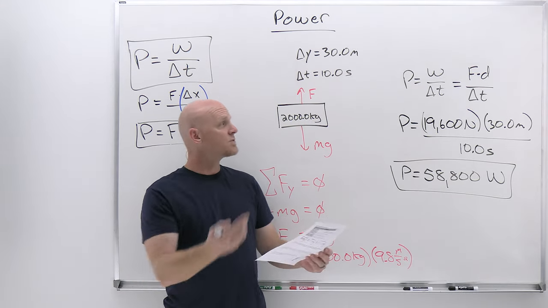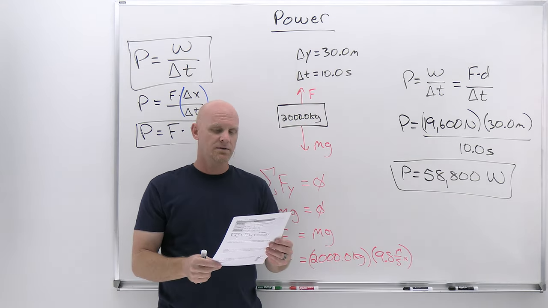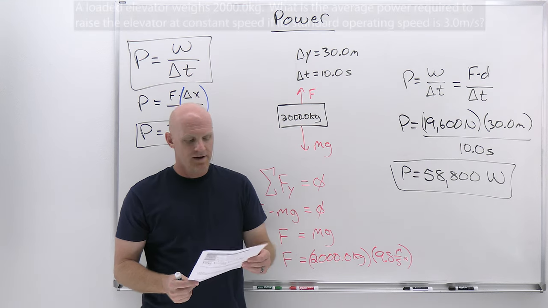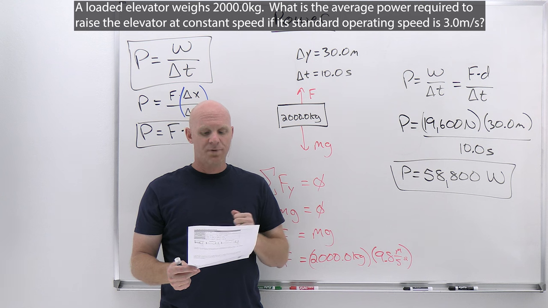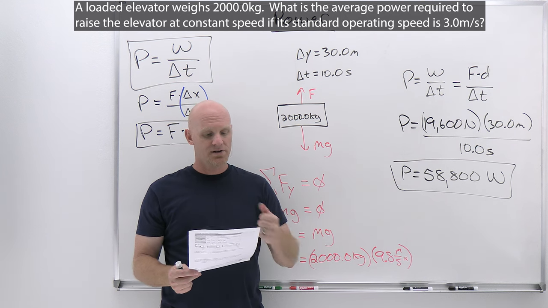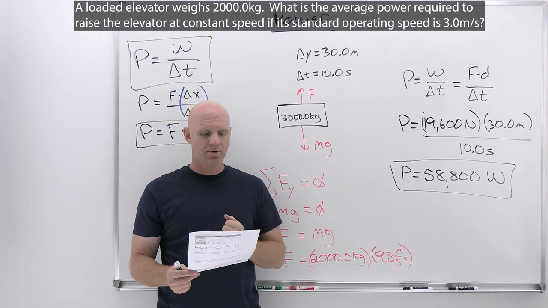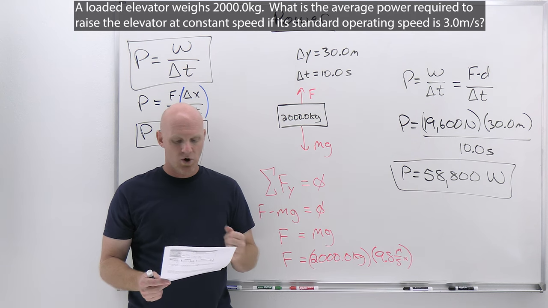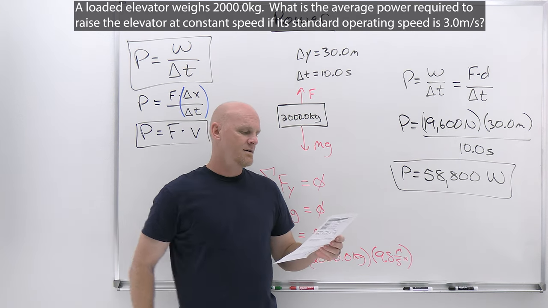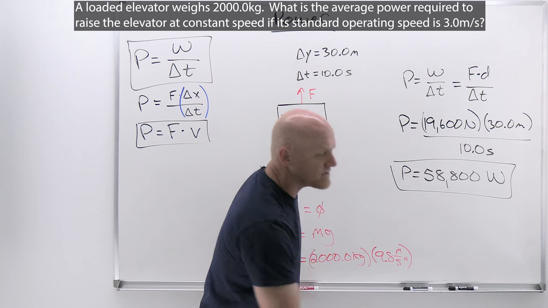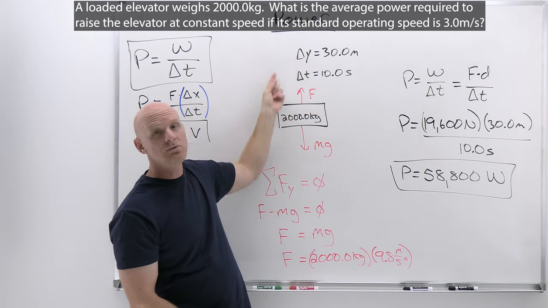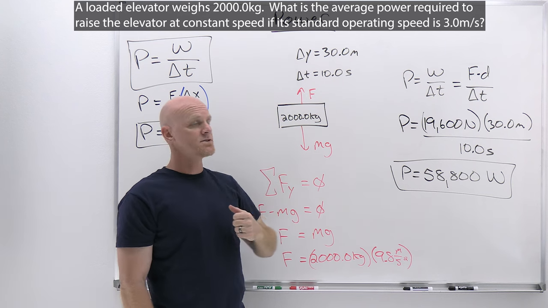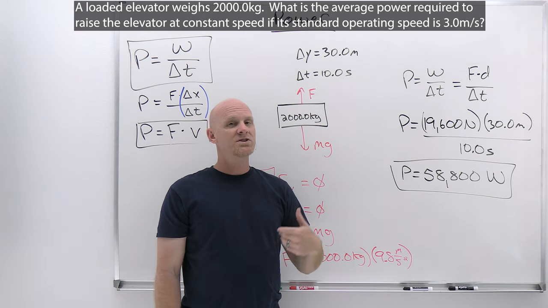All right, the second one is related to this first one. In fact, we'll kind of find out that it's the same problem. A loaded elevator weighs 2,000.0 kilograms. What is the average power required to raise the elevator at constant speed if its standard operating speed is 3.0 meters per second? Okay. So in this case, we're given a velocity. In the first one, we're given both the displacement and the time, which we could have used to get a velocity, technically. But in this one, we're actually given the velocity.